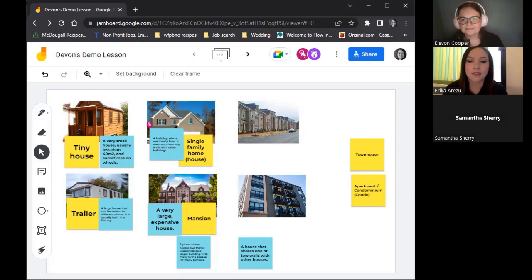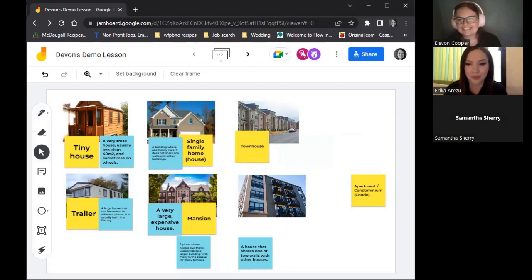It's hard because these two are confusing. By the way, in Mexico, almost all houses share a wall. Interesting. The next one is the townhouse because when I was in the US, I saw them and I thought they were really cute. And they are these ones. They're like in Disney or something. I don't know. They're so cute.